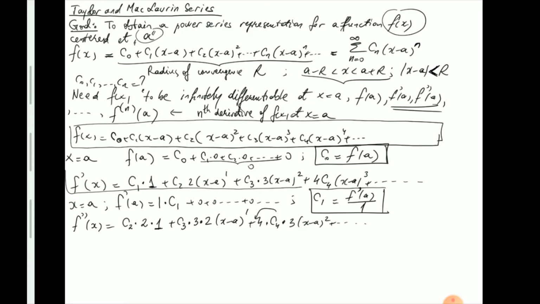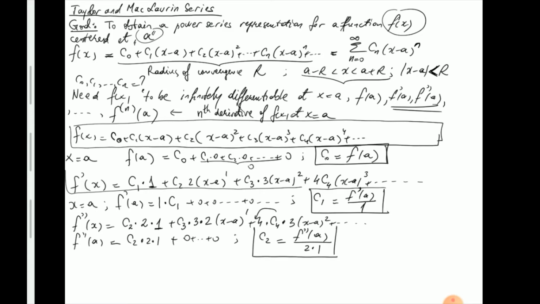All right, again let's plug in a for x. So I get c2 times 2 times 1, and all of the other guys will be 0. So therefore, when I get c2 by itself, I conclude that c2 is f double prime of a over 2 times 1. And let's keep this circled.